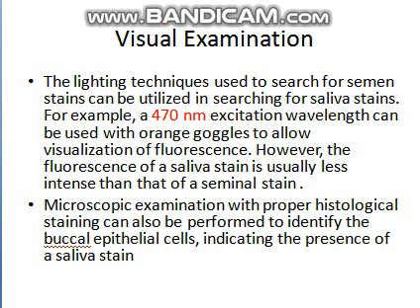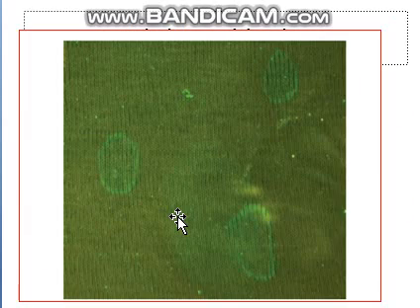The first means through which you would be able to map the sample is a source of light. The source of light that you can use should have a wavelength of 470 nanometers. At this particular light, the saliva stain will fluoresce. Although that fluorescence is not that intense, you would still be able to locate the samples like this. This kind of fluorescence you would be able to observe.